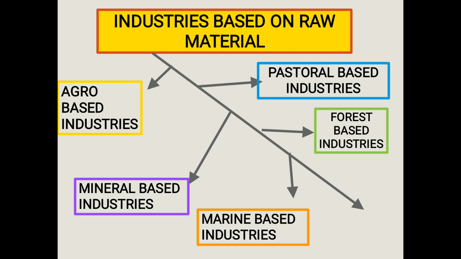Now we'll discuss industries based on raw materials. Industries based on the source of raw material are classified as agro-based industries, mineral-based industries, marine-based industries, pastoral-based industries, and forest-based industries.